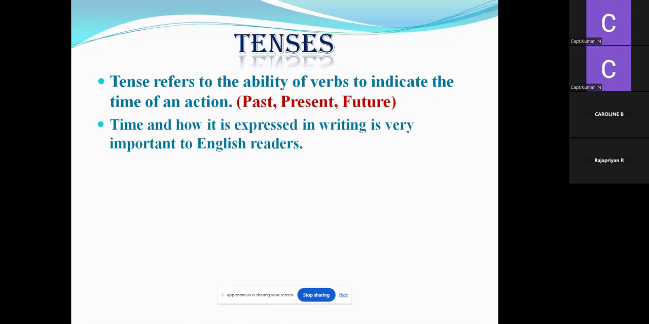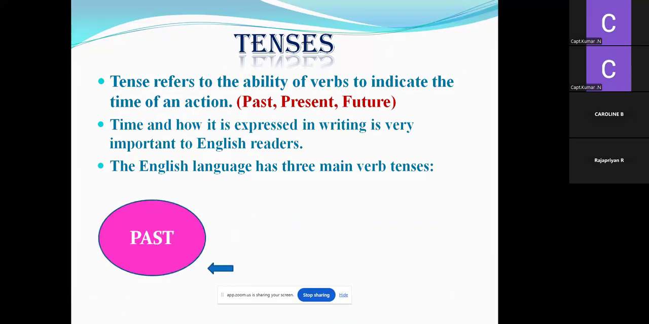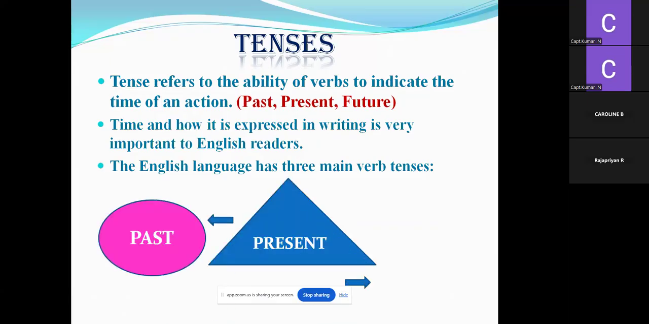Now, what is tense? Tense refers to the ability of your verb to indicate the time of an action. When the action happened, whether it happened in the past, whether it happened in the present, or it is going to happen in the future. So there are mainly 3 tenses in English.